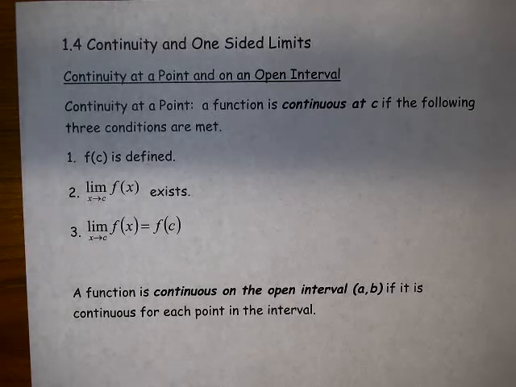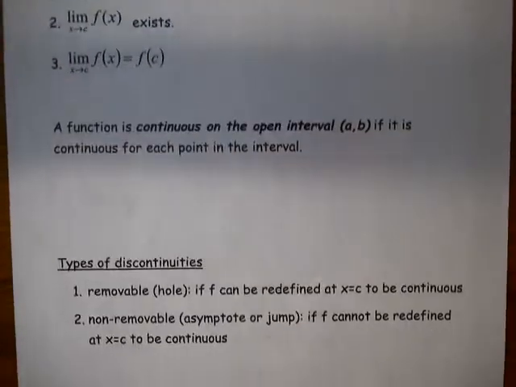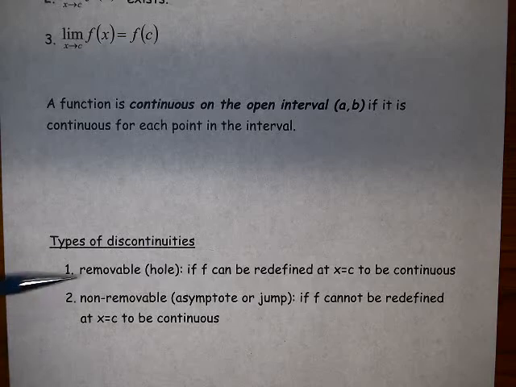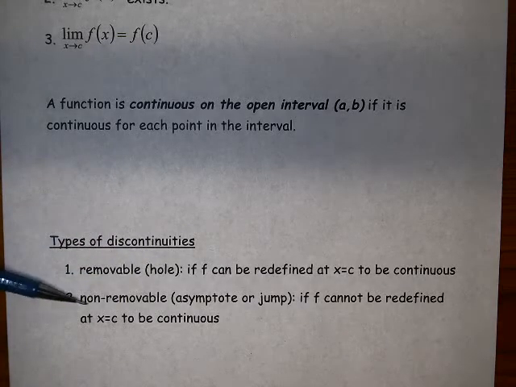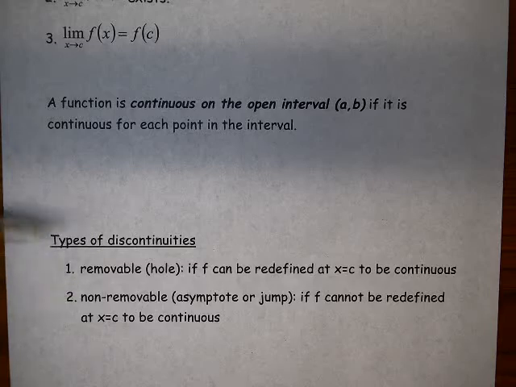Alright, talking about section 1.4, continuity and one-sided limits. So we have some definitions here. We have two types of discontinuities. There's a removable, which we sometimes call a hole, and there's non-removable, which is either an asymptote or a jump discontinuity.